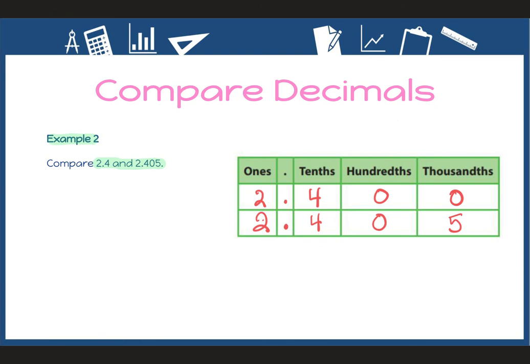Or you can place it in the place value chart like I did here without putting the zeros. Let's just erase the zeros. Then you just go through the place values. Ones are the same, tenths are the same, hundredths, nothing and zero is the same. And then in the thousandths place, this is where the digits start to look different, because 5 is more than nothing. So we're going to say 2 and 4 tenths is less than 2 and 405 thousandths.